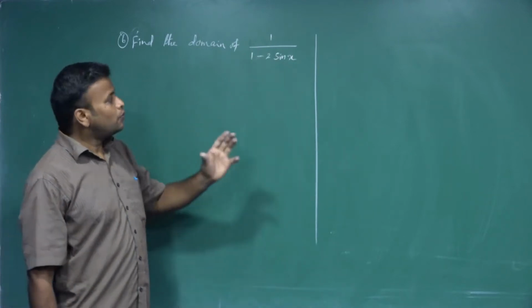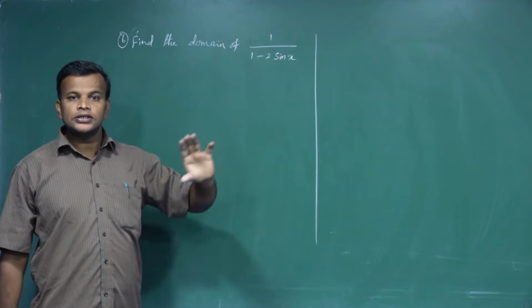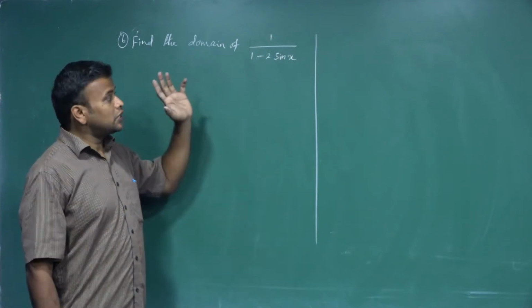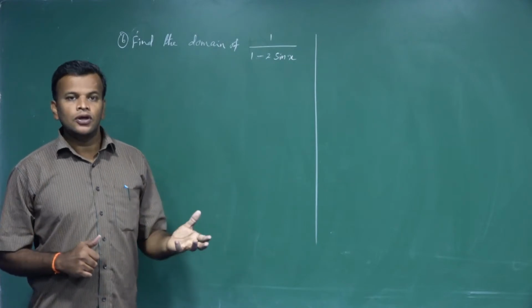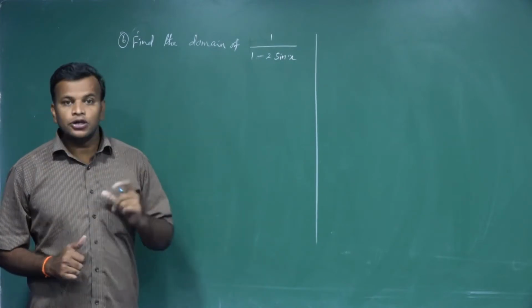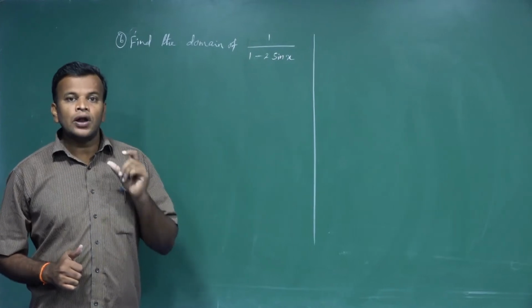Domain means the values of x for which the given function is possible. The function may take any value: positive, negative, or 0. But the value cannot be not defined. I will give one example of not defined.